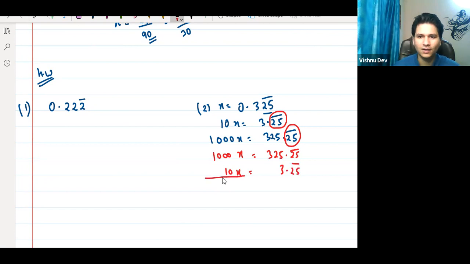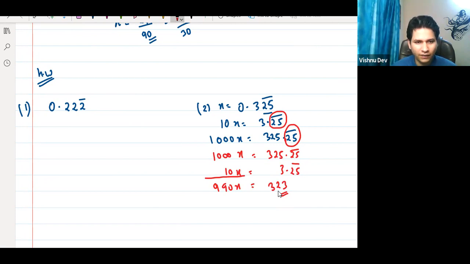So 1000x minus 10x, so 990x. 990x. And this will become 323. Okay? Nabil, Aditya, Shreya, I guess all of you got the concept now. Yes, now we will get 990. Okay? Right? 990 because 1000 minus 10 is 990. So x will be 320 by 990. That is the answer.